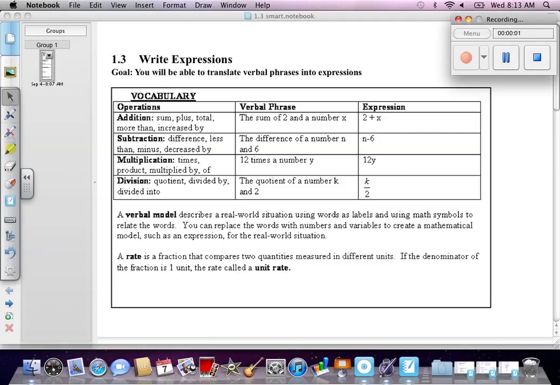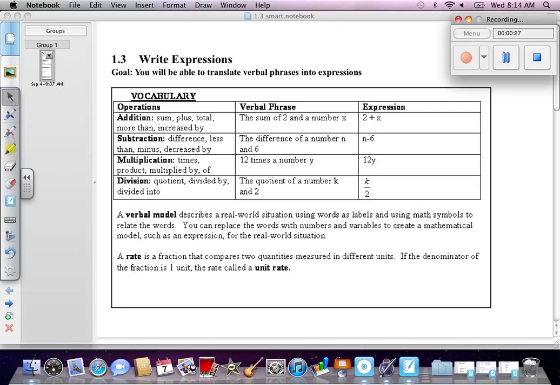There we go. We're going to do 1.3, write expressions. So we're going to have little words in there that translate to something. For example, addition has words like sum, plus, total, more than, increase by, such as the sum of 2 and a number x. That means 2 plus x.